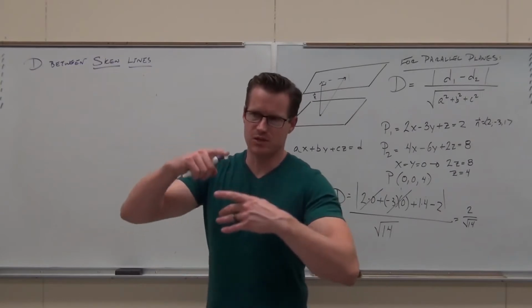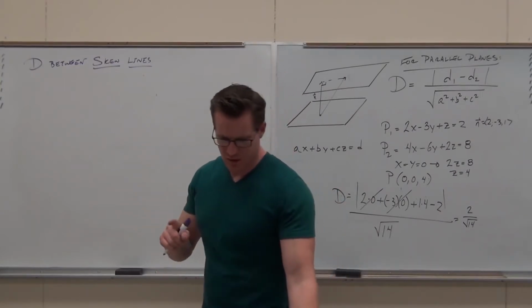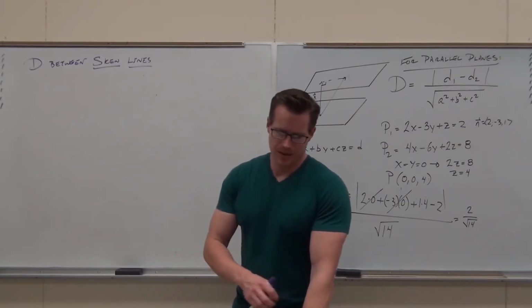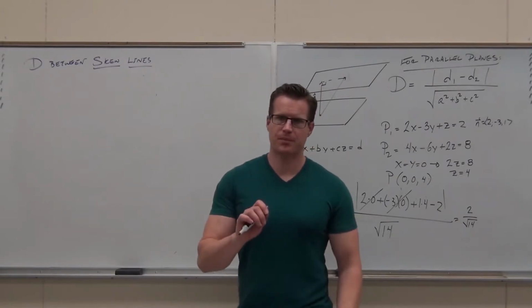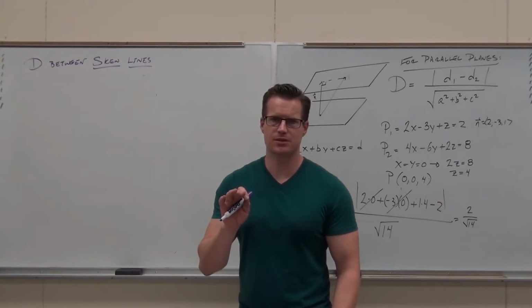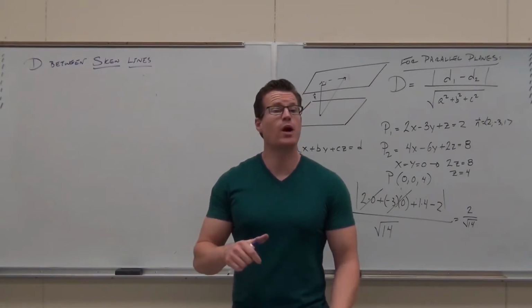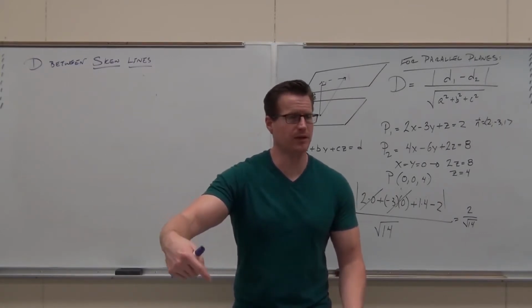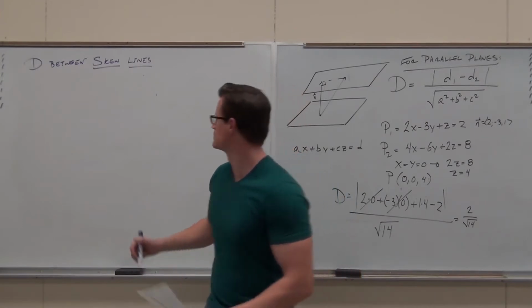Skew lines don't meet in space, but they're not parallel. So here's the idea. If lines are skew, they have to be contained by planes which are parallel. You have to be able to find parallel planes which contain those skew lines.